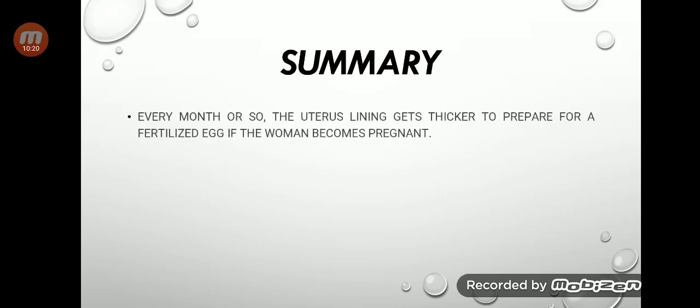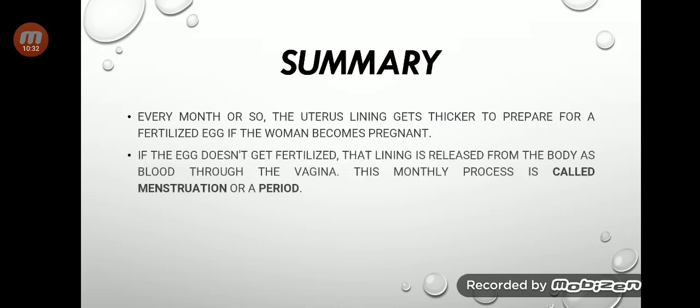Okay, so the summary of this lesson is that every month or so, the uterus lining gets thicker to prepare for the fertilized egg if the woman becomes pregnant. But if the egg doesn't get fertilized, that lining is released from the body as blood through the vagina, and this monthly process is called menstruation or period.